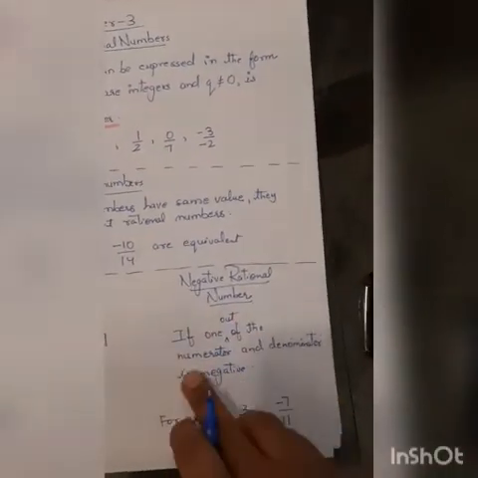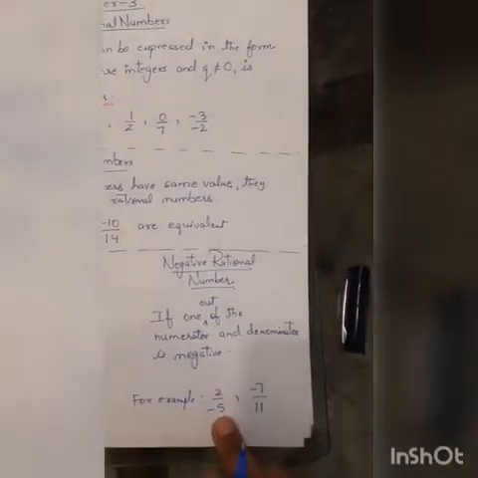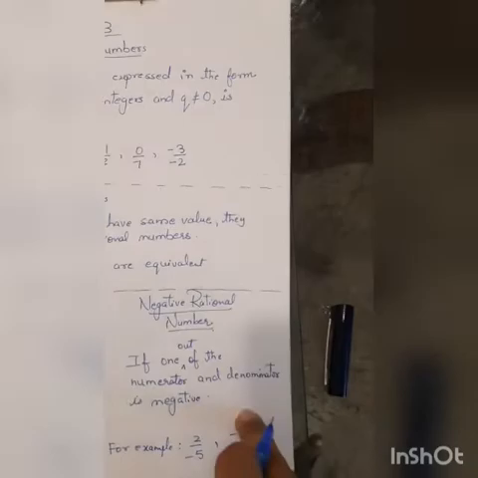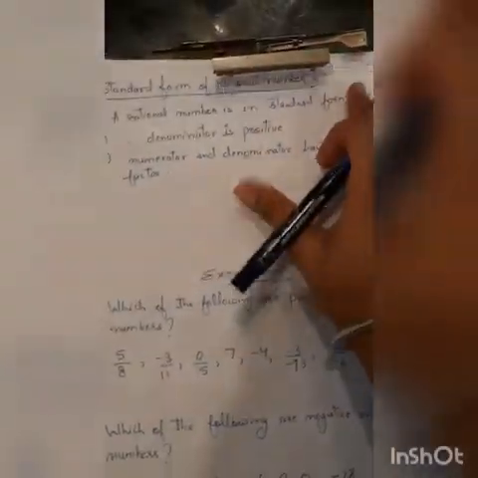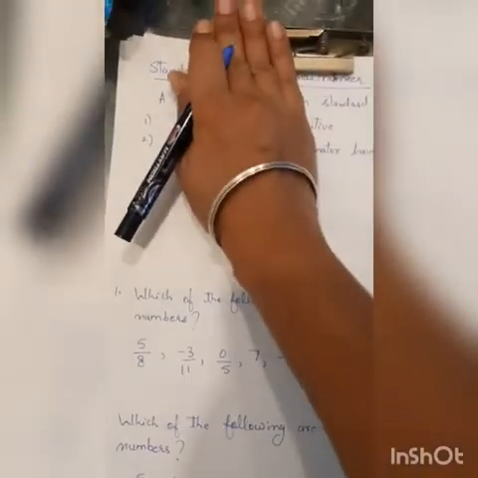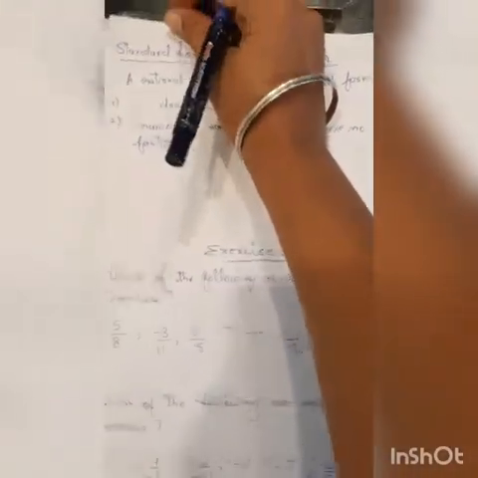If one out of the numerator and denominator is negative, if the denominator is negative or the numerator is negative, we call it as a negative rational number. So you will note down this. And there is one more definition, students, that is what is meant by a standard form of a rational number. Students, standard form of a rational number, this is the last definition.